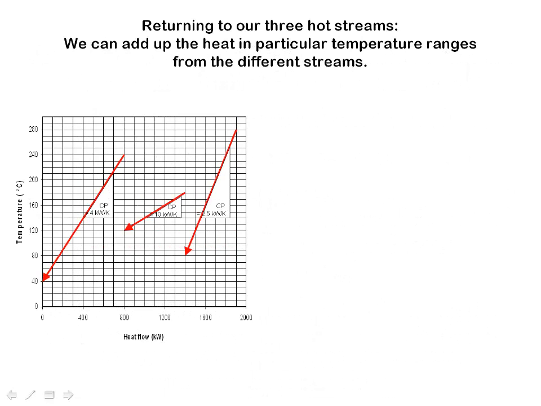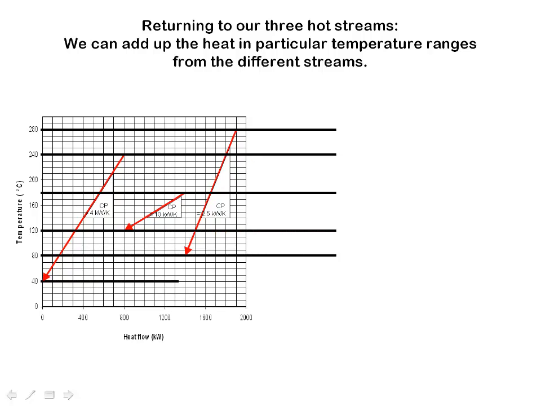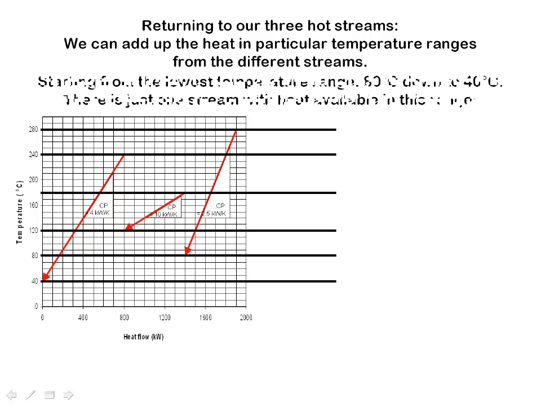So, returning to our 3 hot streams then, the important things are how much heat there is and in what temperature range that heat is. So we can add up the heat in particular temperature ranges from the different streams. So let's divide our graph up into temperature ranges which are dictated by the supply and target temperatures of our 3 streams, starting from the lowest temperature range.